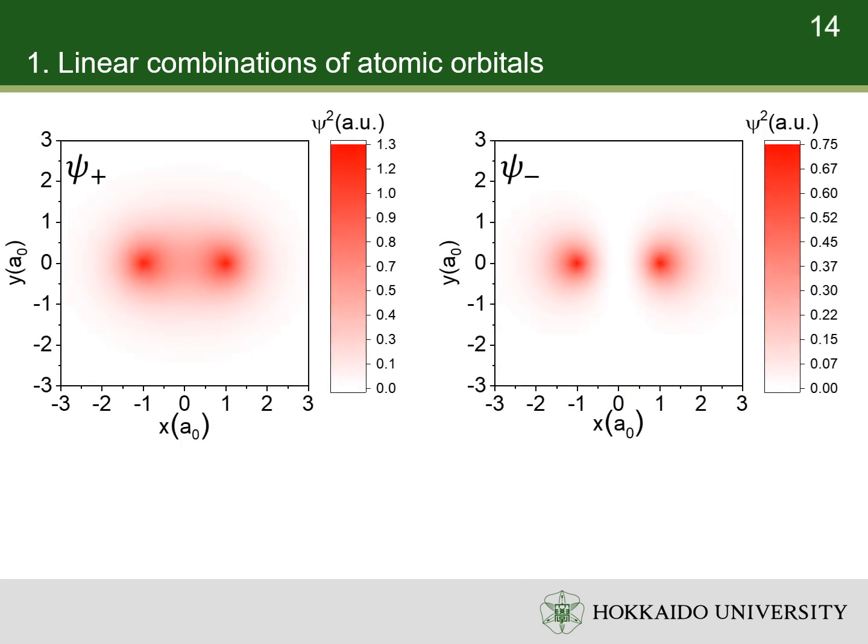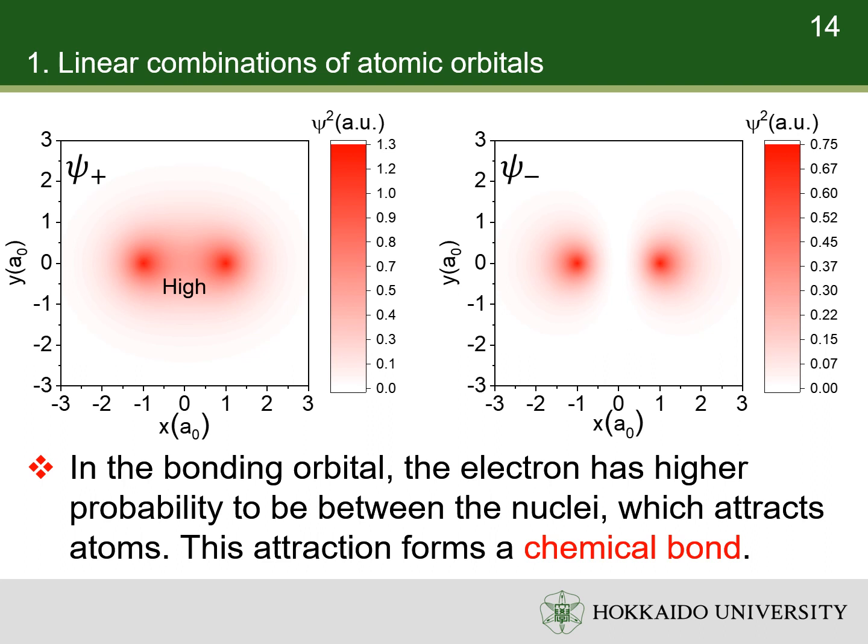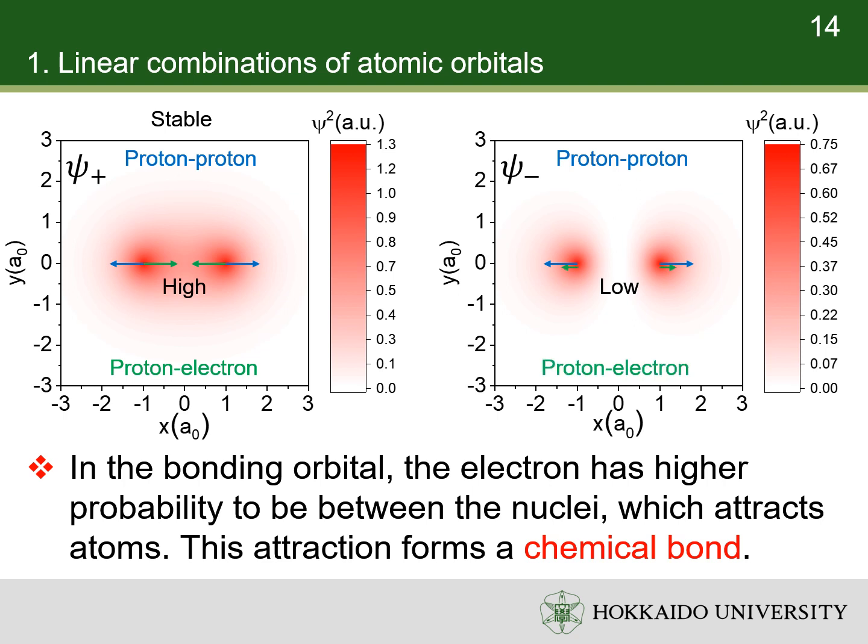The probability density distributions of the electron in the LCAOs are shown here. In the case of bonding orbital, the electron has a higher probability to be found between the two nuclei. It attracts the nuclei towards the center. The attraction could balance the repulsion between the nuclei, so the system is stabilized. This attraction forms a chemical bond. In the case of antibonding orbital, there is a lack of electron between the nuclei to balance the repulsion between them. The electron even pulls the nuclei apart. So, the system is not stabilized.